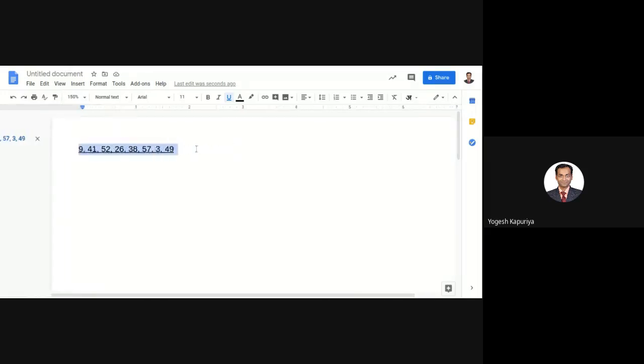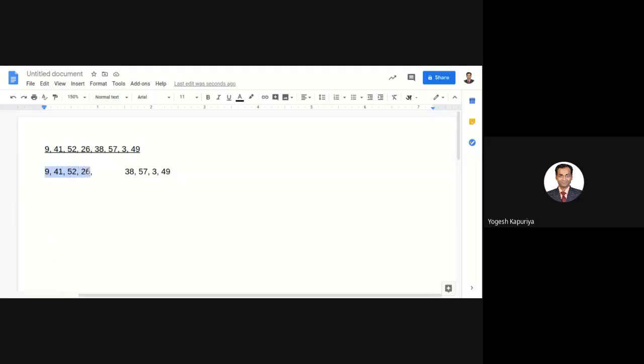You have these 8 numbers which we want to sort. So the first step is you find out the midpoint. Obviously there are 8 elements, so you will find out the midpoint and then you will divide it into two parts. So this becomes something like this. Okay, so now we have divided these 8 elements into two sets.